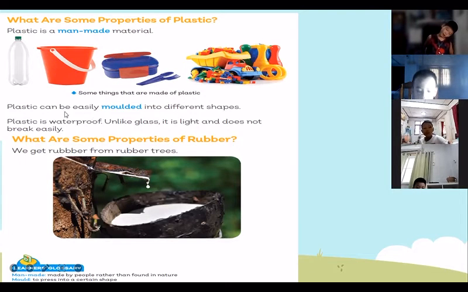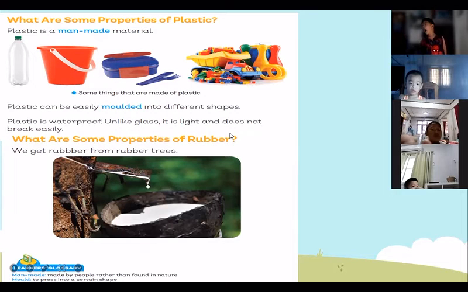Very good. Plastic can be easily molded into different shapes. So you can make lots of shapes from plastic. Any shape you want. Okay, so plastic is waterproof. And it is very light, so it's not heavy. So plastic is waterproof and light.